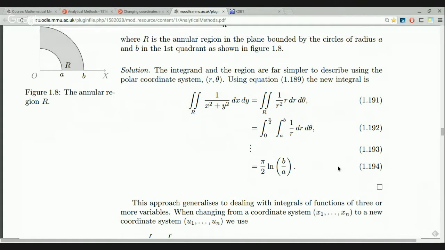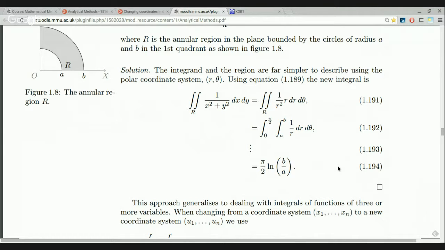So in line 192, the transformation is complete. We've replaced the old function with its description in terms of the new coordinates. We described the region with limits of integration in terms of the new coordinates, and we've replaced the dx dy with r dr d theta. A couple of steps are skipped, but the integration happens easily enough now.